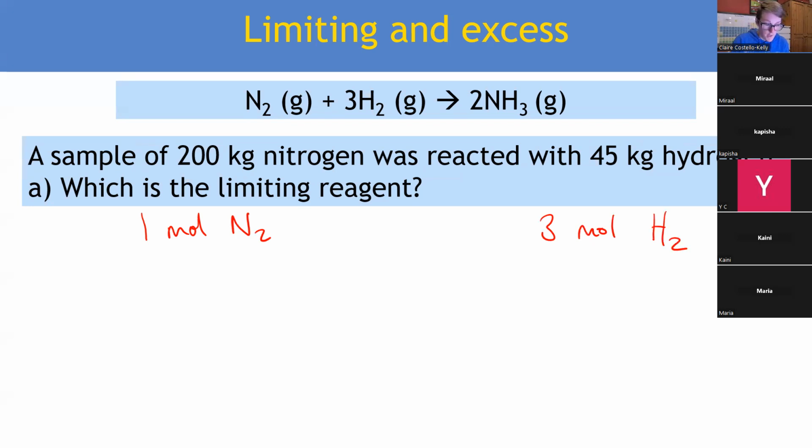So for the start of pretty much all of any calculation question, almost all, not everyone, the first thing I'm going to do is work out the moles of what I have. So one question I get asked in this instance, does it matter that it says kilograms? It doesn't matter in this question. So it could be 200 grams and 45 grams, because they're the same ratio as 200 kilograms and 45 kilograms. It could be 200 tons and 45 tons.